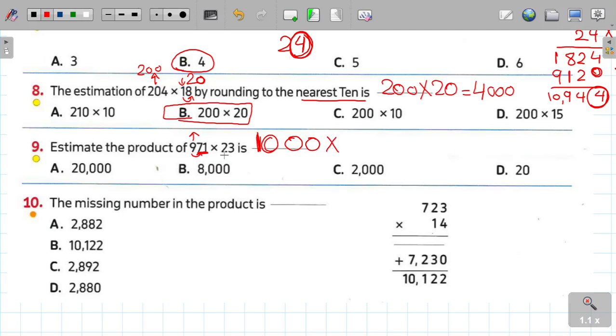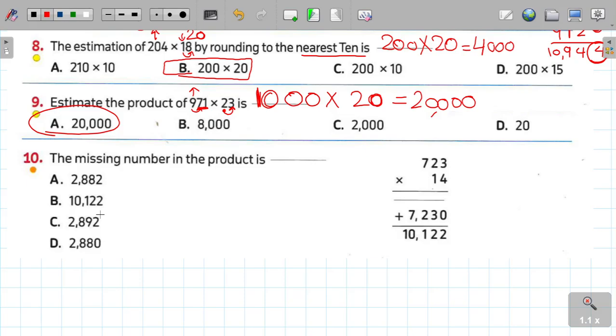The next, I have 2 as the last digit, and the next digit is 3. 3 is a weak digit, so it will be just 2. Okay. It will not be changed. And 3 will be changed to 0. So I have here 20. So I will multiply the two numbers here. I have 1000 by 20. I have 1, 2, 3, 4 zeros. And 2 by 1 is 2. So the estimation will be 20,000. So I will choose A.